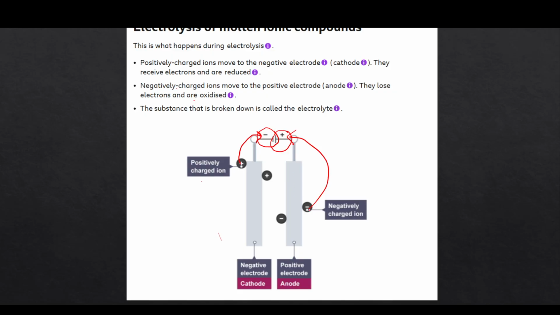Then negatively charged ions migrate towards the positive electrode, where they lose electrons and undergo oxidation. So oxidation means losing electrons. Losing electrons means oxidation, and receiving or gaining electrons means reduction. Okay, so this is how oxidation takes place at the positive terminal and reduction at the negative terminal.